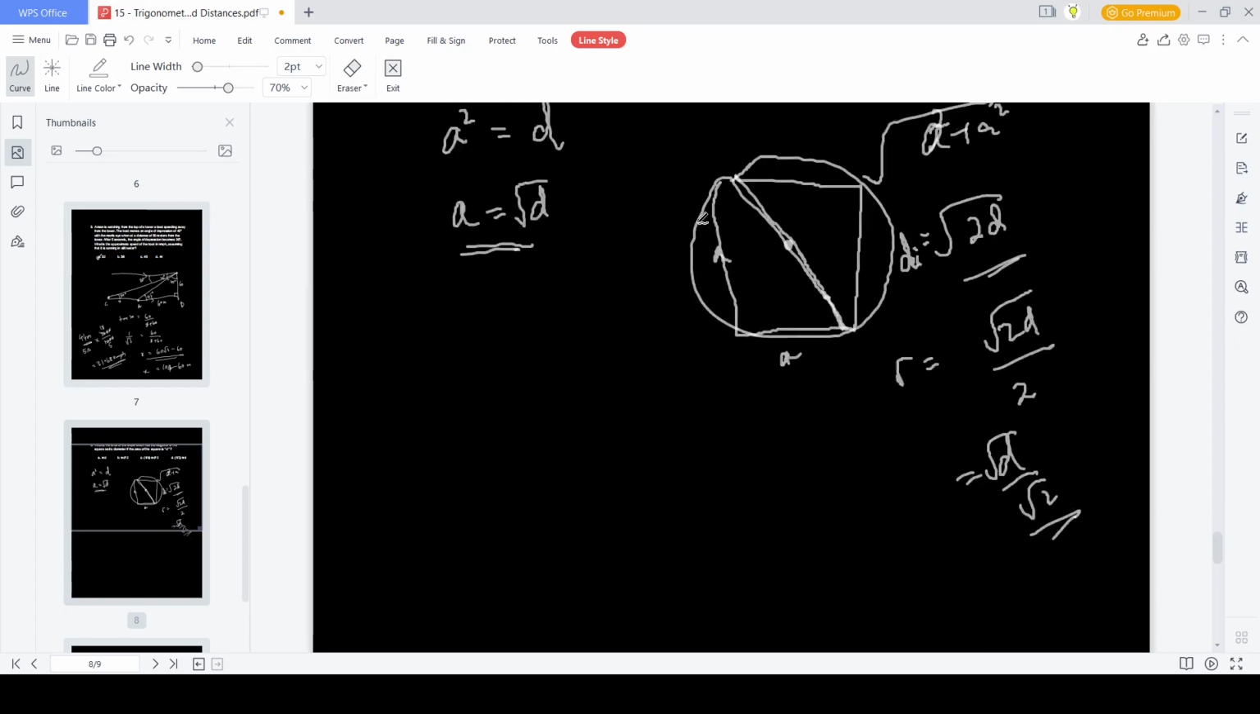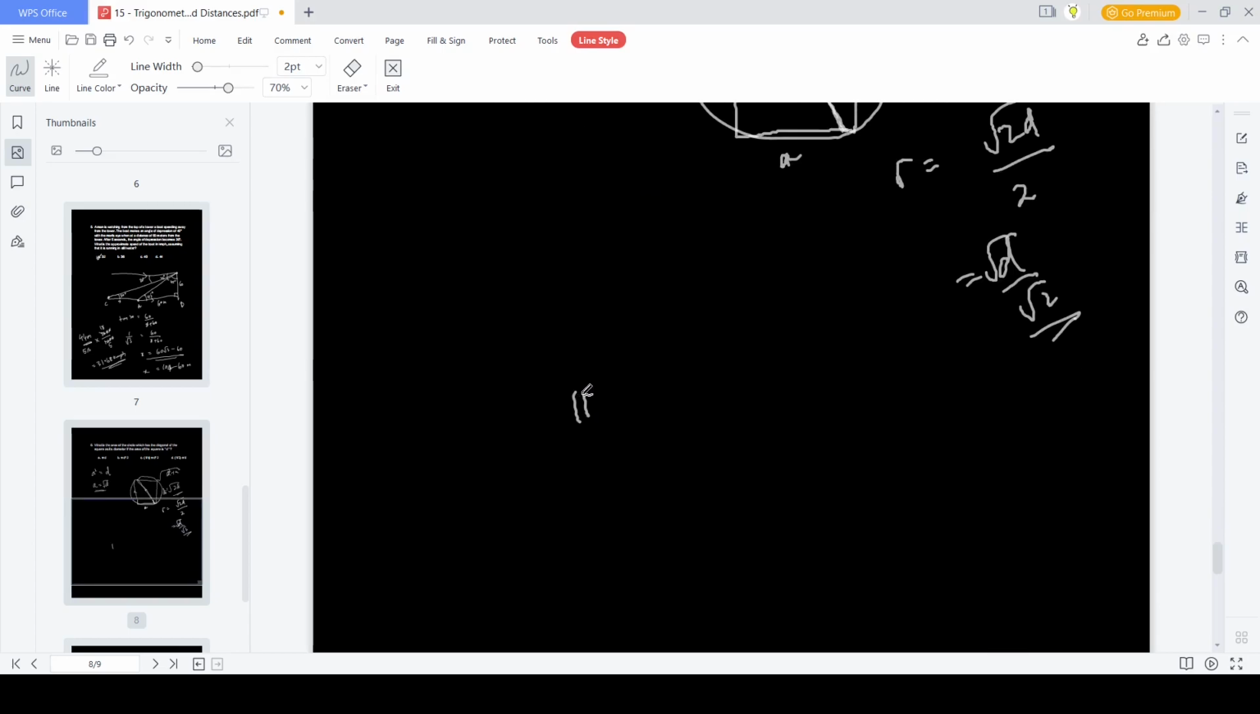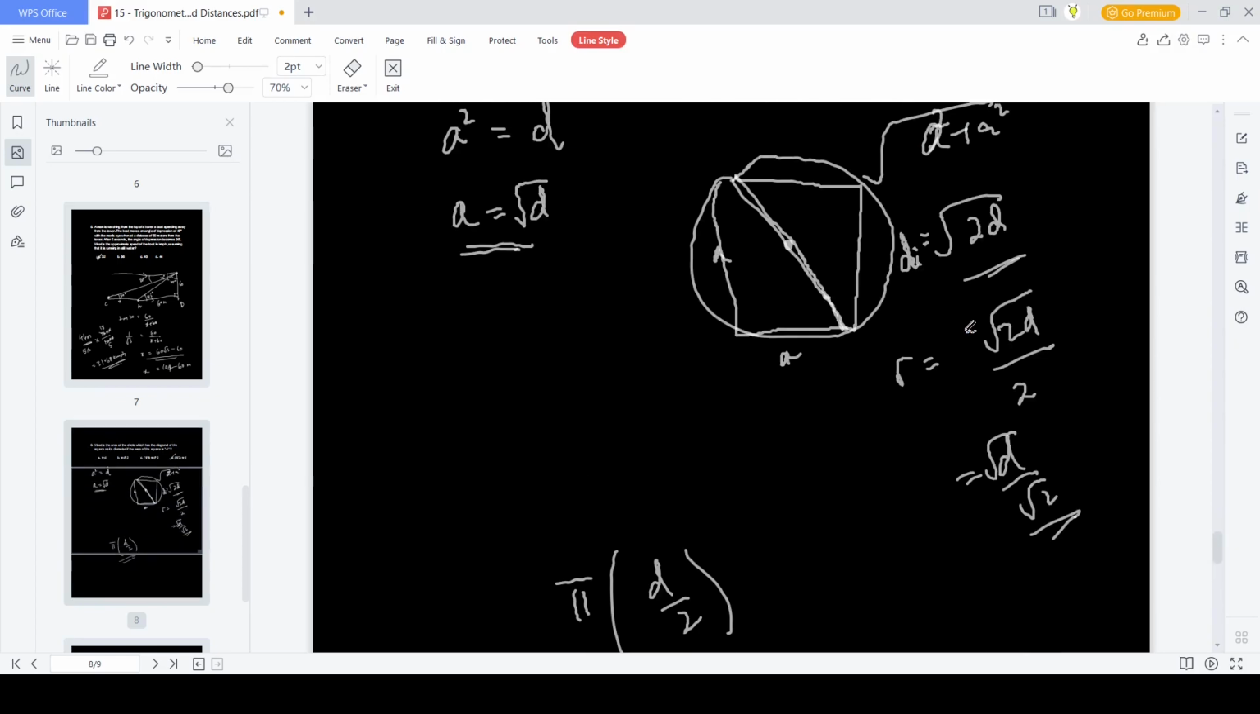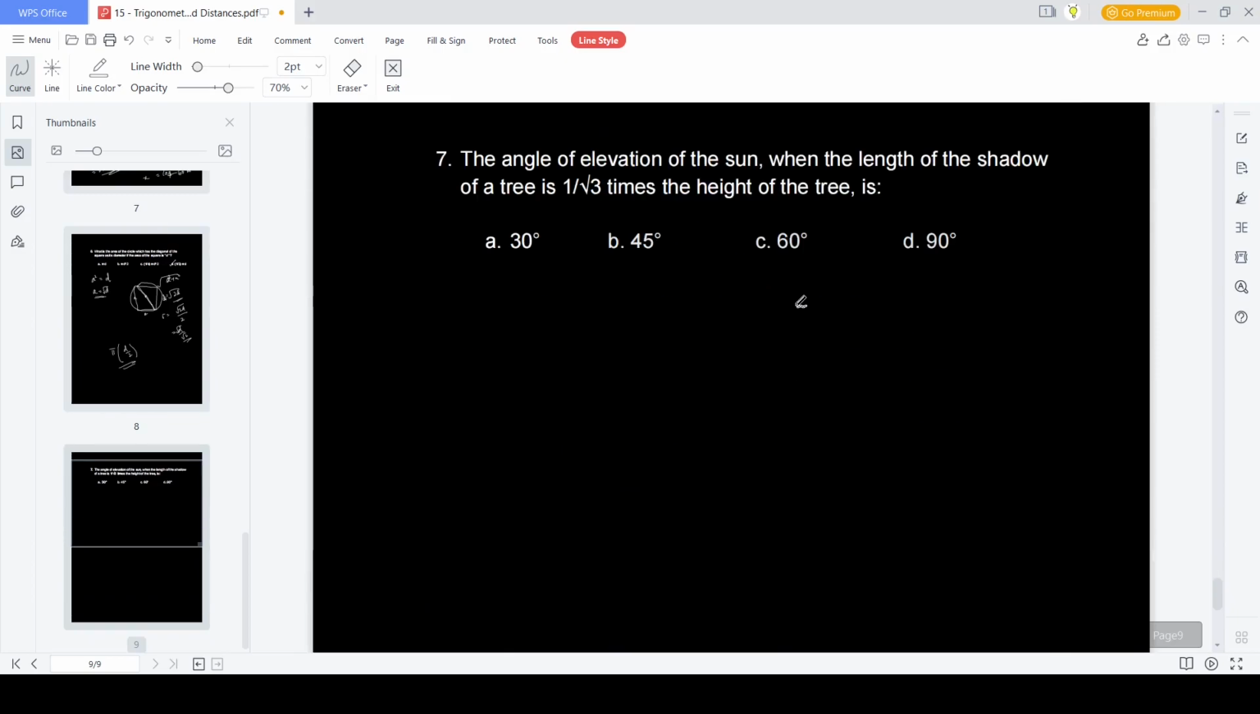Now I have to find the area of the circle. Area of a circle is pi into r square. R square comes as d by 2 here, so it will be pi into d by 2. Half into pi into d. So that is the value of the area of the circle.